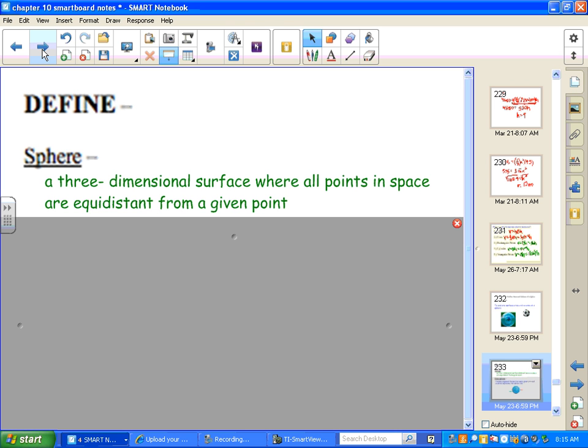Okay, guys, there's two definitions. Brian, I'll get back to your comment. Okay, two definitions that I want to talk about, and then we'll talk about the formula for volume and surface area of a sphere. So a sphere is a three-dimensional surface where all points in space are equidistant from a given point.